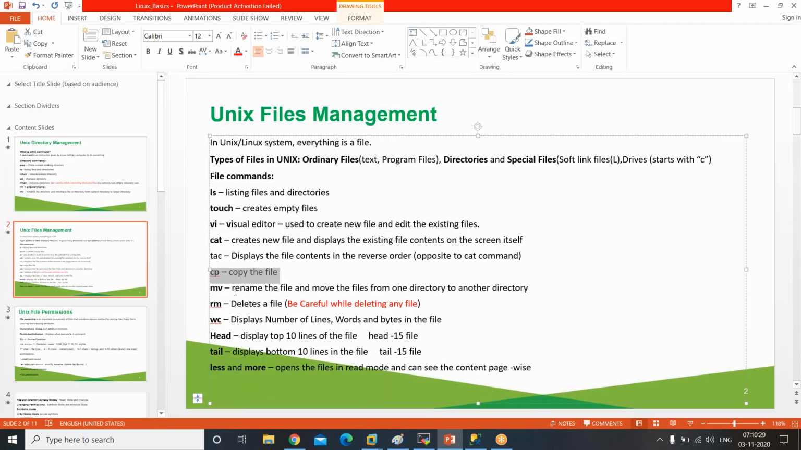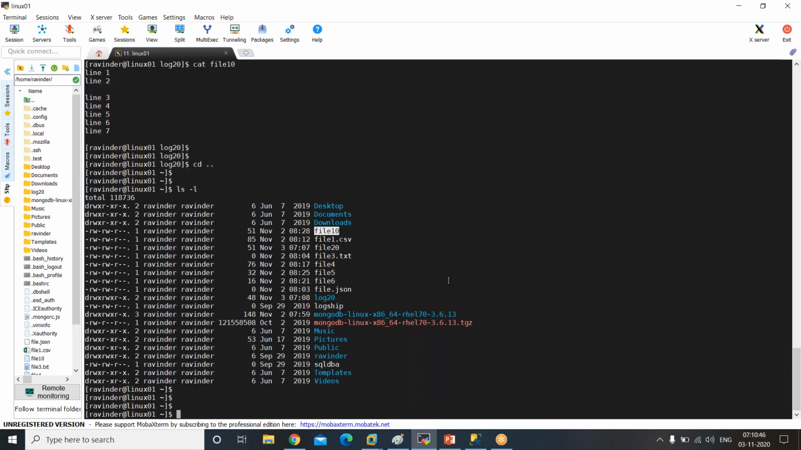Moving, this we already discussed. Rename the file or move the files from one directory to another directory. If it is within the directory, it will rename. If we are trying to move to another directory, it is cut and paste. It does two jobs basically, not one. Deleting a file. We have seen how to remove a directory. We did not see how to remove a file. Removing a file is simple, rm and file 10, nothing else.